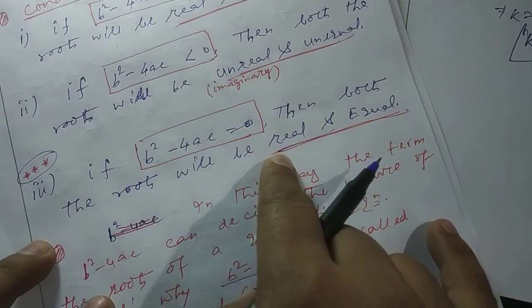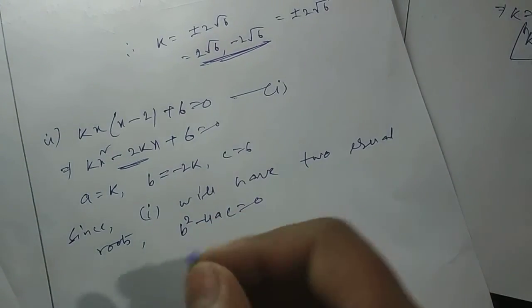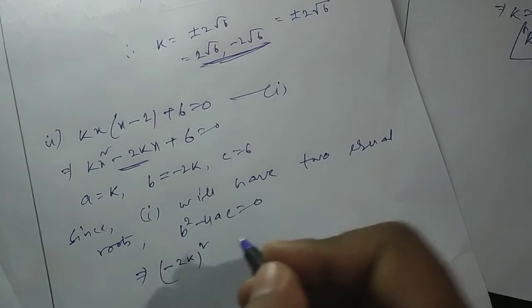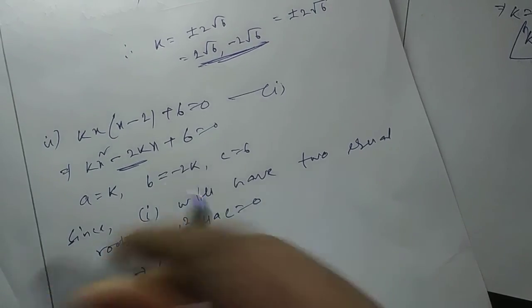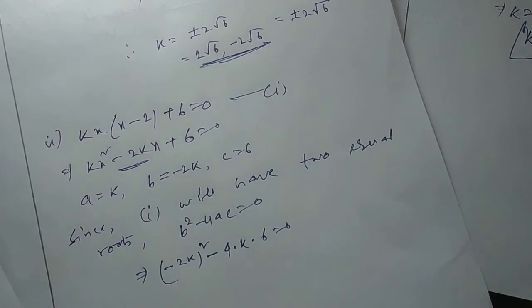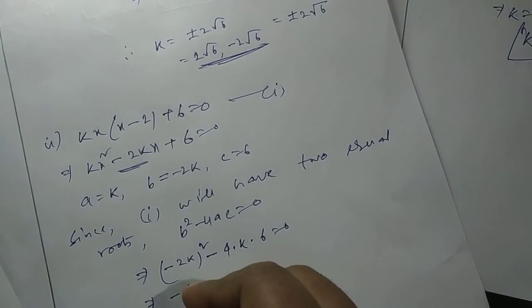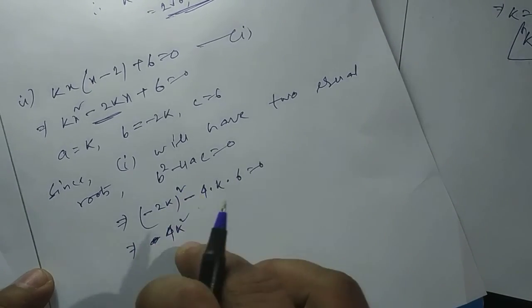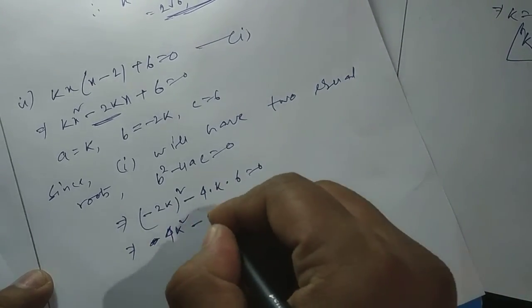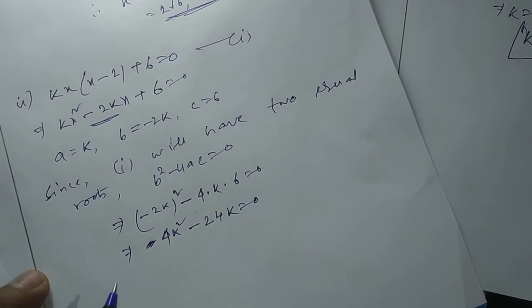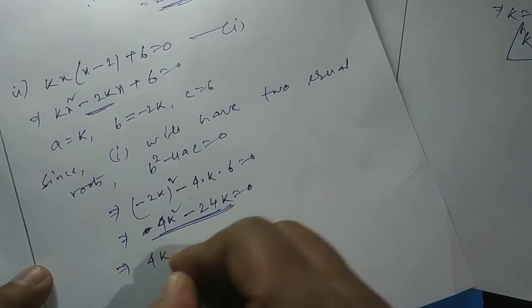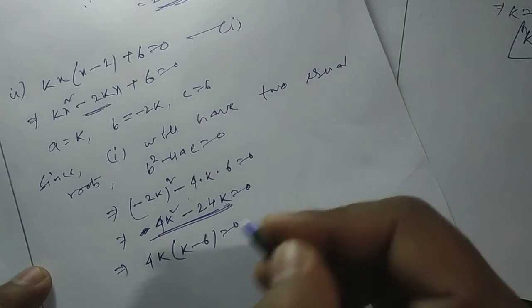If the discriminant is 0, then both the roots will be real and equal. Always remember this condition. So what values do we have? For b, put (−2k)² here, minus 4 into k into c, which is 6, equal to 0. So it will become 4k² − 24k = 0. Right? Now taking 4k common from both, it becomes 4k(k − 6) = 0.